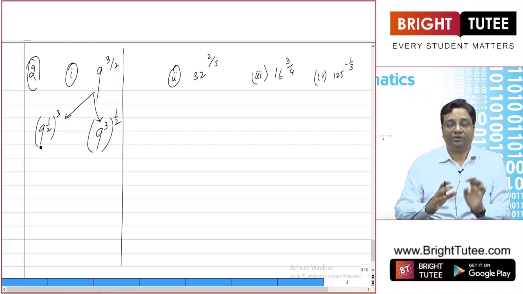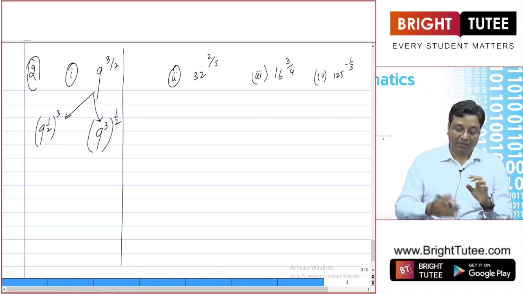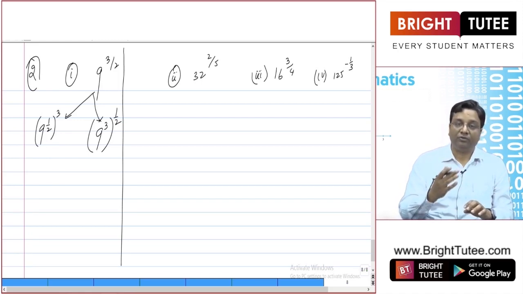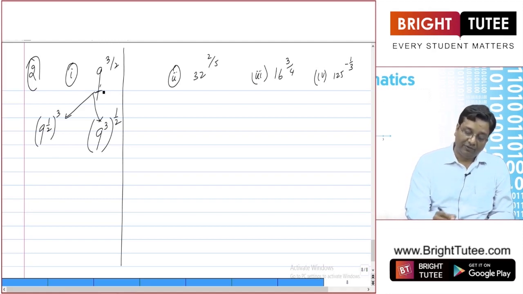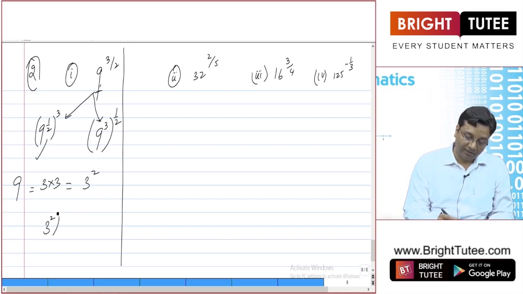Both are the same, so there is no question of an easier one, but thinking about the square root of 9 may be easier for us right now, because 9 can be factorized into 3 into 3. So 9 can be written as 3 squared. So if I write it here, 3 squared raised to power 1 by 2, and it is raised to the third power. Now I can cancel this 2, and I can write it as 3 cubed, which is 27.